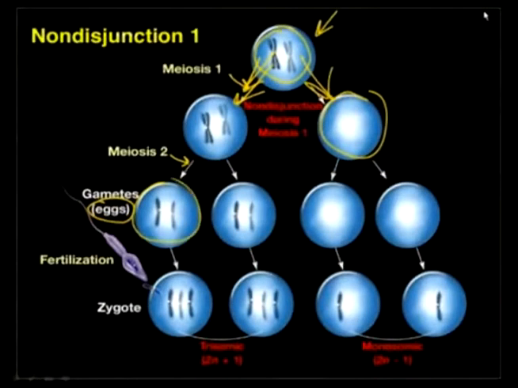Now, in this case, I'm saying that it happened in the mother, so these gametes are the eggs, but it could just as well be the father. How many copies of a particular chromosome are supposed to be present in the gametes? There's supposed to be one, right? But because of the non-disjunction, these two gametes got 2 copies, and these two over here got no copies.